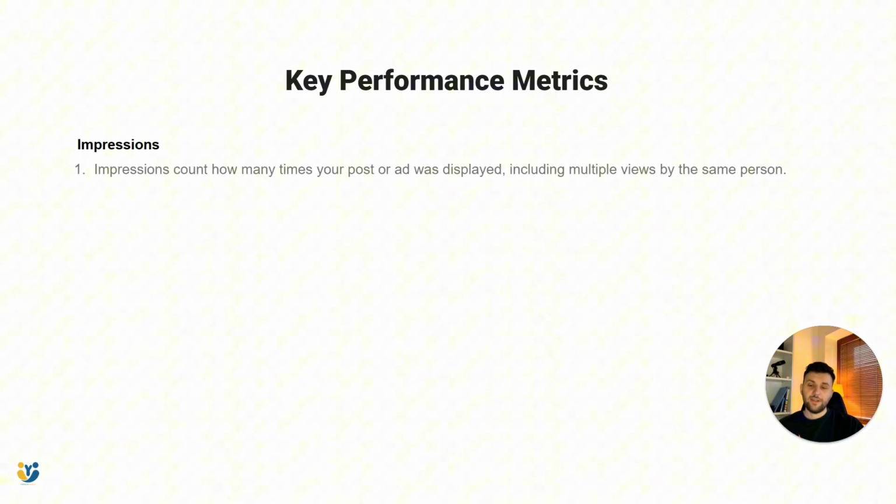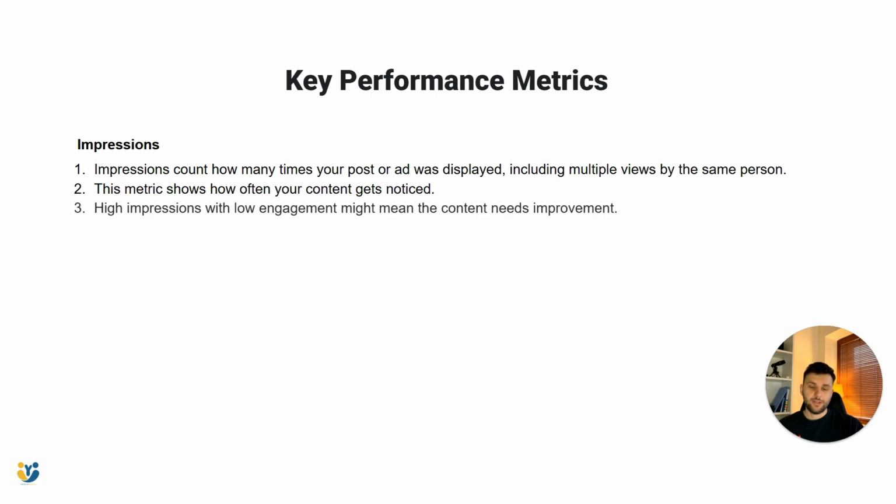Now, next thing is impressions. And impressions essentially count how many times your post or ad was displayed, including multiple views by the same person. This metric shows how often your content gets noticed. High impressions with low engagement might mean the content needs improvement. And I would argue a little bit, not that it might mean the content needs improvement, but that it actually needs a big improvement, right?